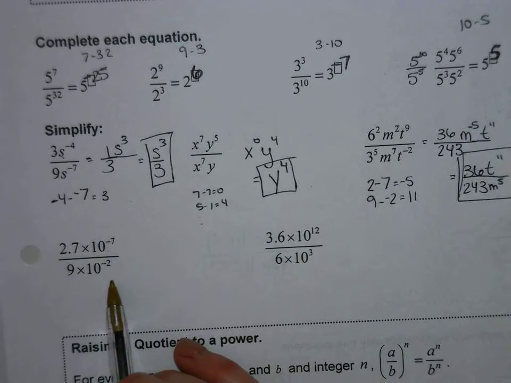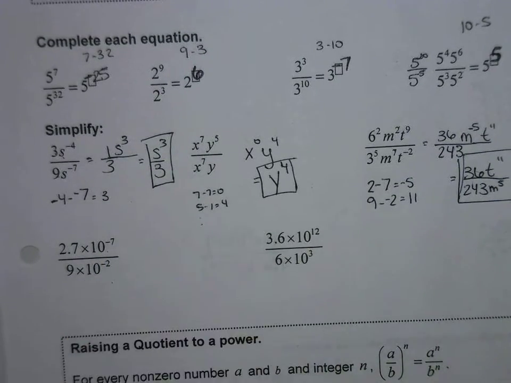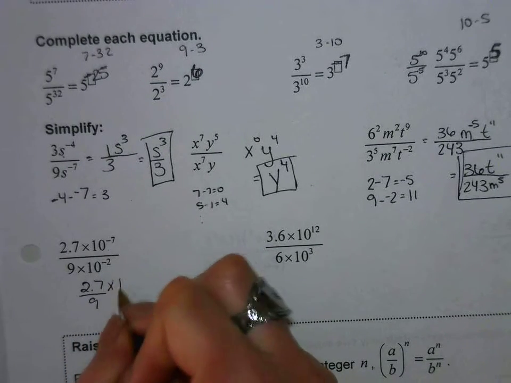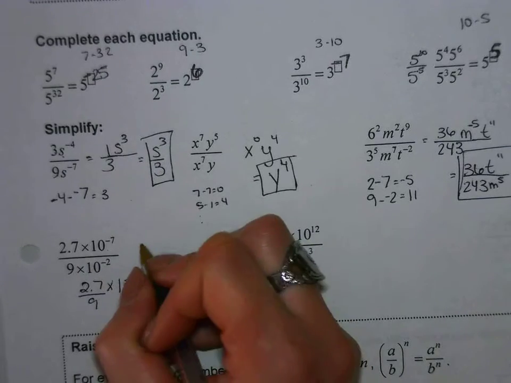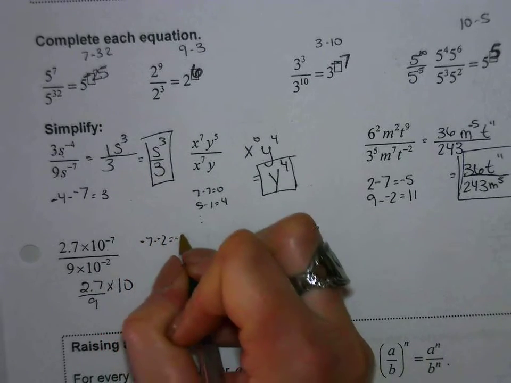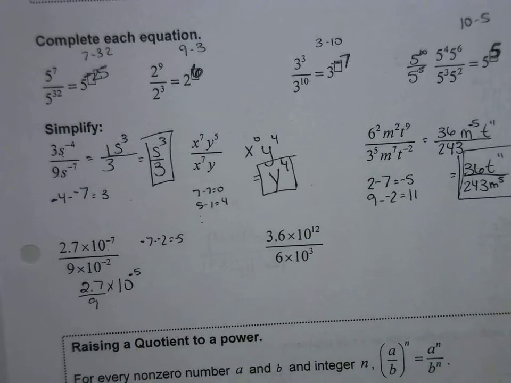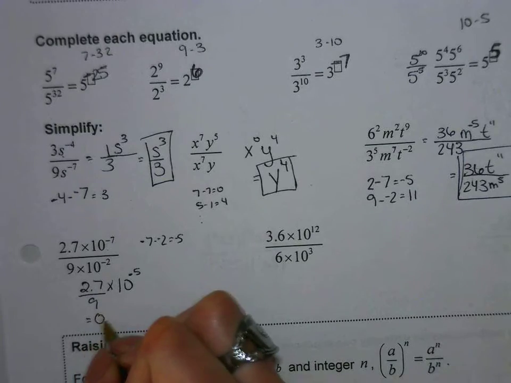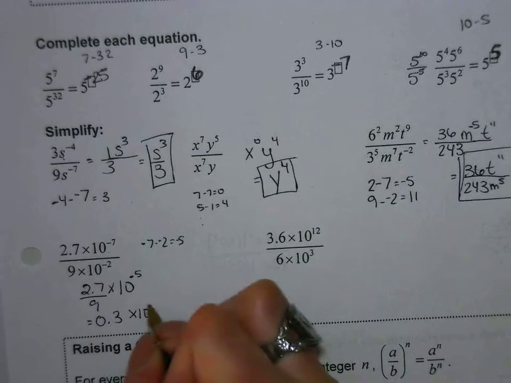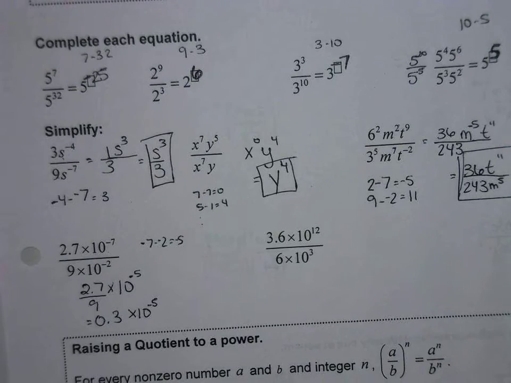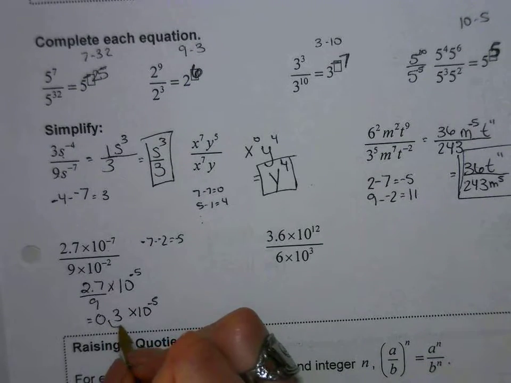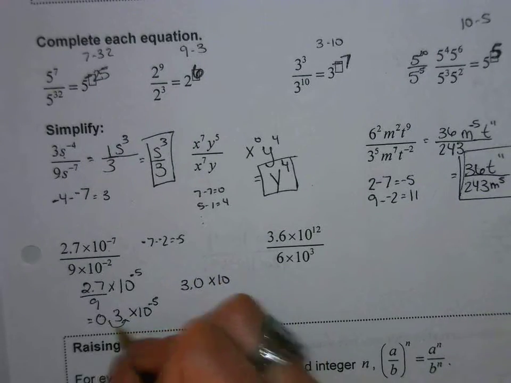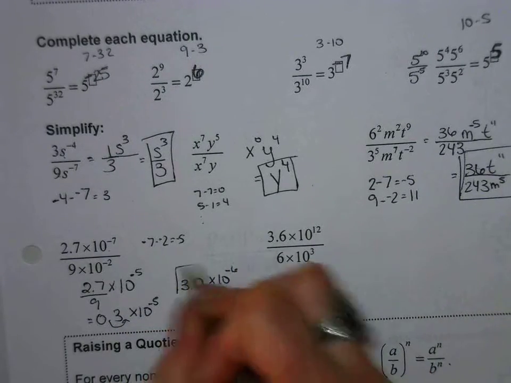Here we're looking at scientific notation and dividing. So first we have 2.7 times 10 to the negative 7th divided by 9 times 10 to the negative 2nd. Since we are dividing like bases, we have negative 7 minus a negative 2, which equals a negative 5. Well, 2.7 divided by 9 is 0.3. So we have 0.3 times 10 to the negative 5th. But this is not in scientific notation, so we need to move that decimal so it's behind our 3. So it's 3 times 10, and since we moved it one more back, it's negative 6.